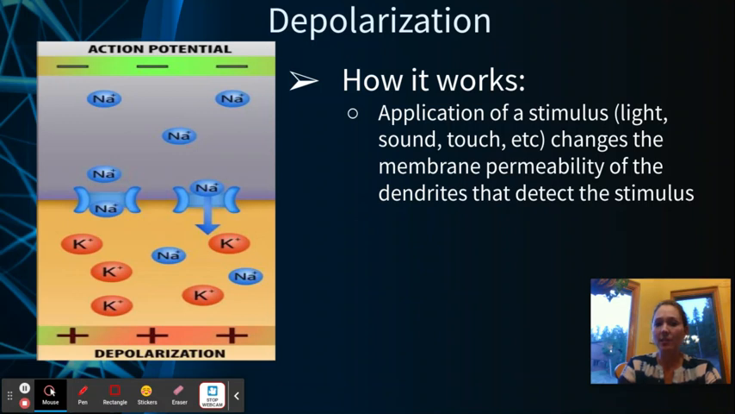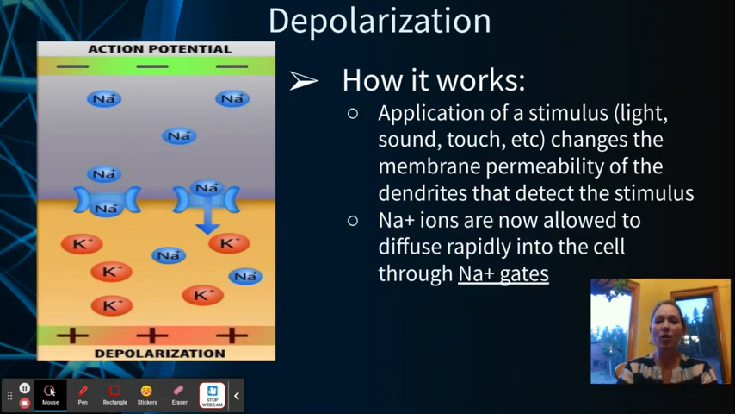And so what happens is when there's that stimulus, it then opens the sodium channels in the membrane of the dendrites to allow sodium to come in. And because there's so much on the outside compared to the inside of the neuron, that sodium is going to rapidly diffuse into the cell through the sodium gates.